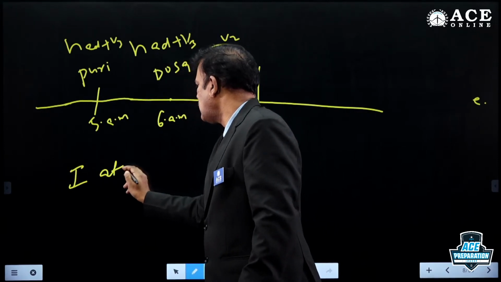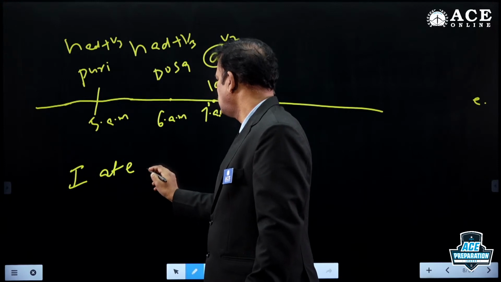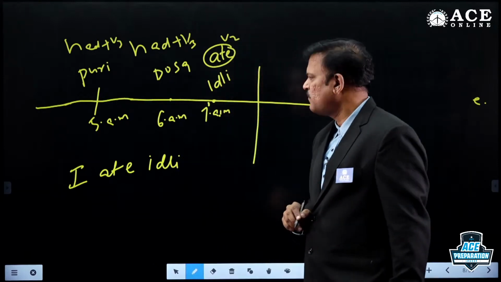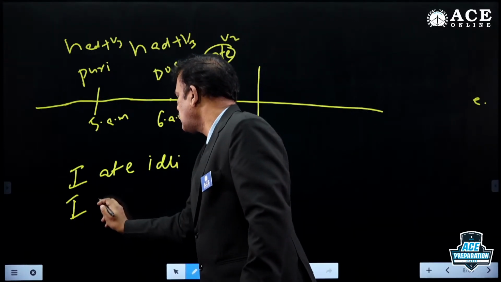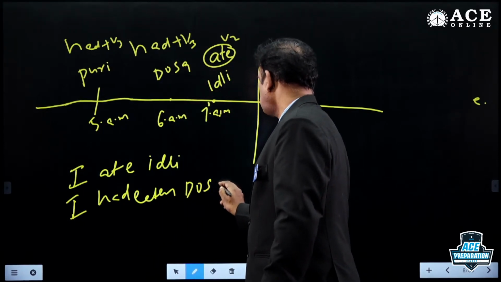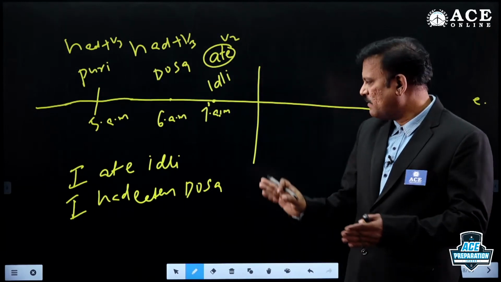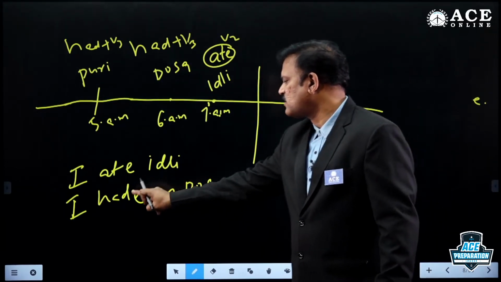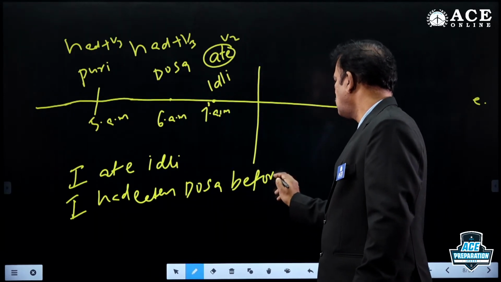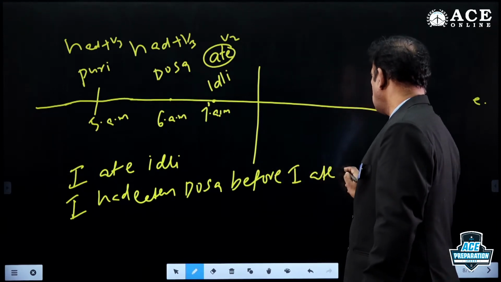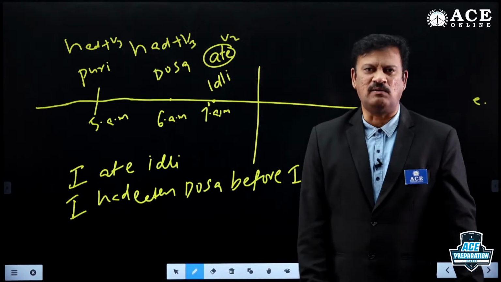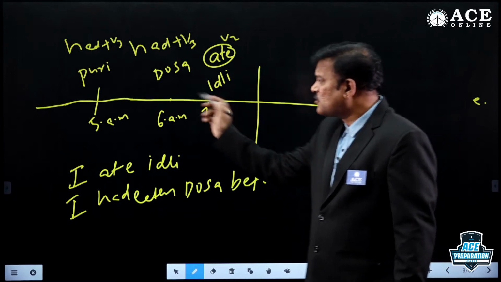I ate idli. Okay, I'll give one more sentence. I had eaten dosa. Now I am joining these two sentences. What is the first action? I had eaten dosa before I ate idli. So whenever there is had plus V3 form, that is always past to the past.